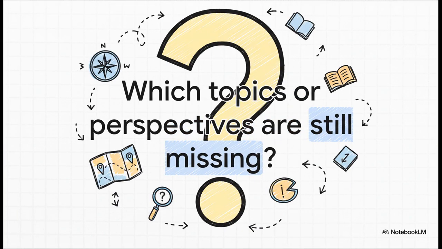And all of this leads to the most important question you can possibly ask. After you've read everything, after you've analyzed it all, you have to ask, okay, what's still missing? What's the one angle, the one perspective that everybody else has overlooked? That blank space on the map? That is your gap, and that is where your real research begins.